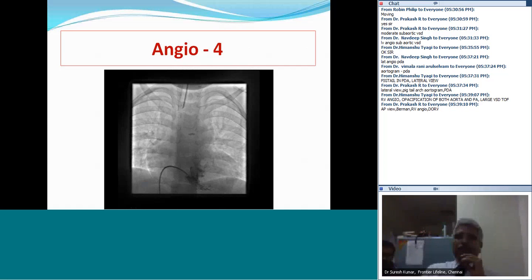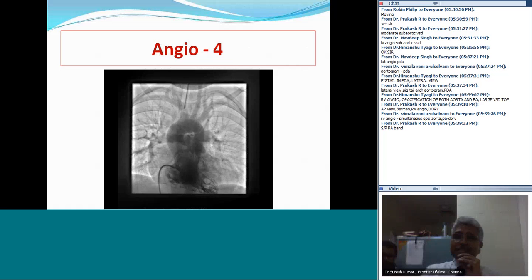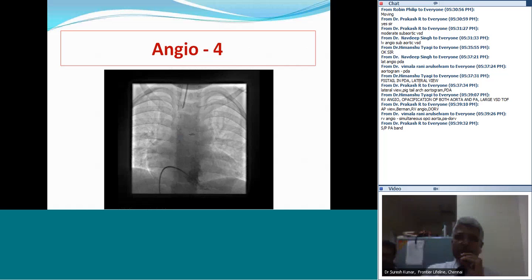Okay, there are some responses. Of course, it's an RV angio. It is done with a Berman catheter. If you look well enough, you can see the balloon at the tip of the catheter. It is an RV angio. It shows simultaneous opacification of the aorta and the PA.